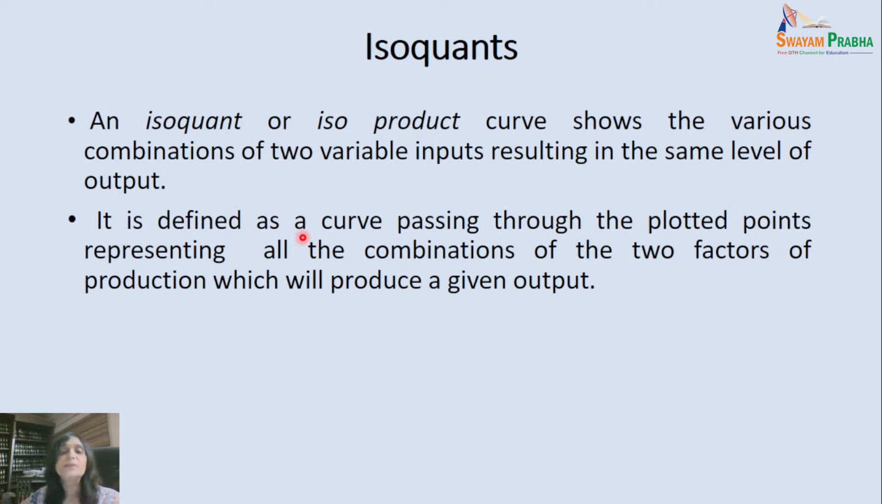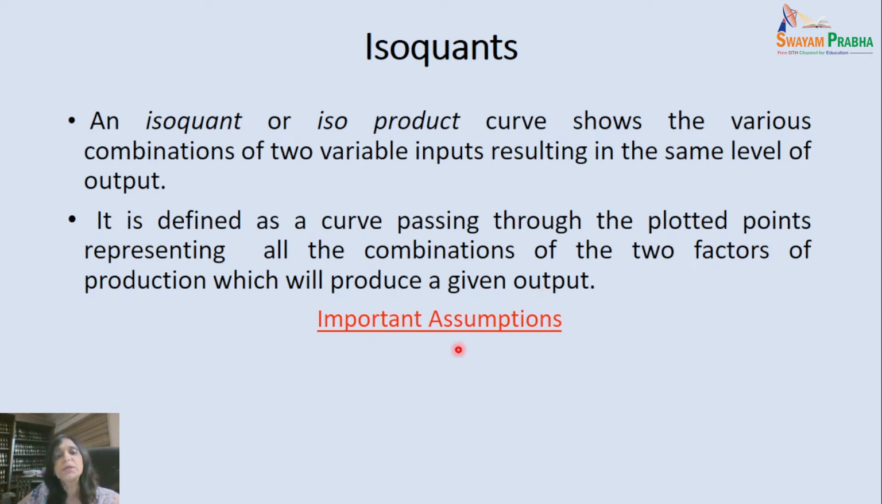Right? So it is also defined as a curve passing through the plotted points, representing all the combinations of the two factors of production which will produce a given output. That is, if you plot it on a graph, taking variable factors on the x-axis and the y-axis, the different combinations of both the variable factors which give the same level of output, when we join them together, this curve is called an isoquant.